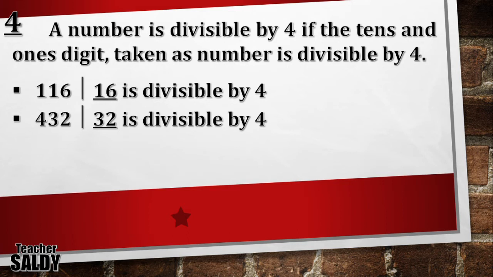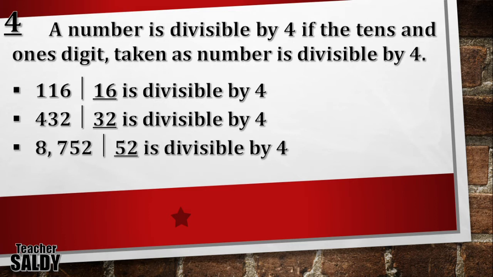So, 96 yata yung pinakamataas na digit dito na pwedeng magawa dun sa by 4. Okay? So, we have 8,752. If you take out 52, which is the ones digit and the tens digit, it will be divisible by 4. So, pwede mo siyang hatiin by 4, 13 yung makukuha mo. So, si 8,752 is divisible by 4.